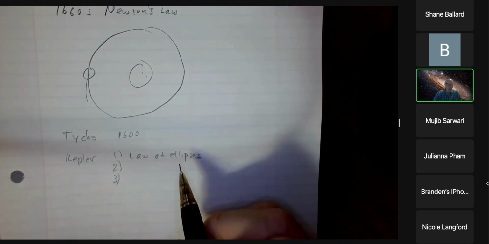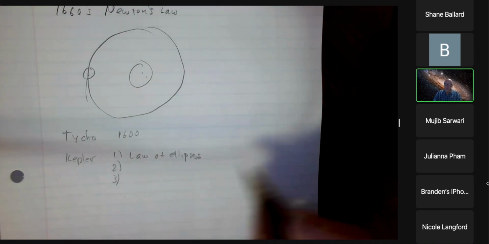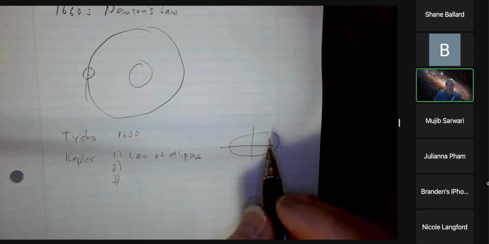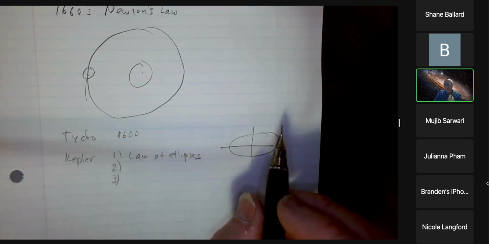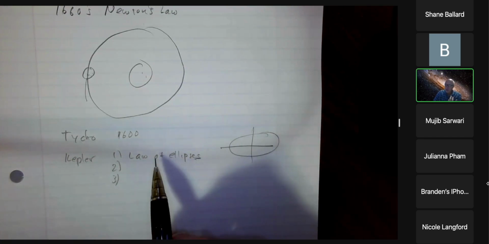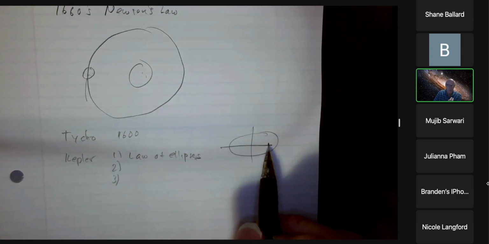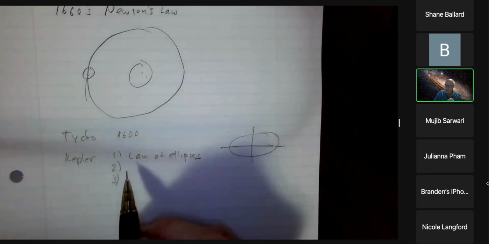I do want you to know them, but you won't be tested on them. The law of ellipses just simply says that the planets move in elliptical paths. And that was a fundamental break with classical theory, because in classical argument, the planets have to move in circles or a combination of circles. So Kepler's making a big change here. It took him 10 years to come up with that. We're going to actually show you if we can prove this using Newton's laws.